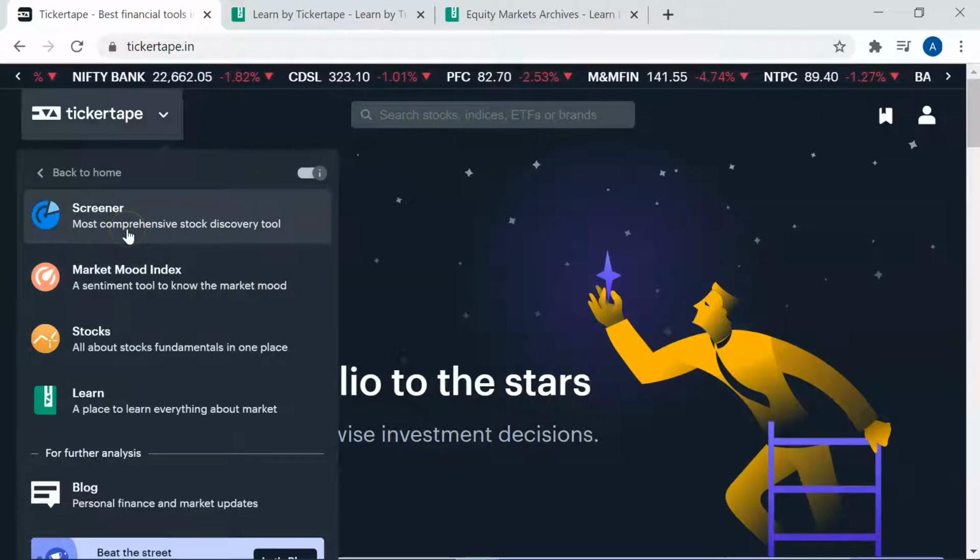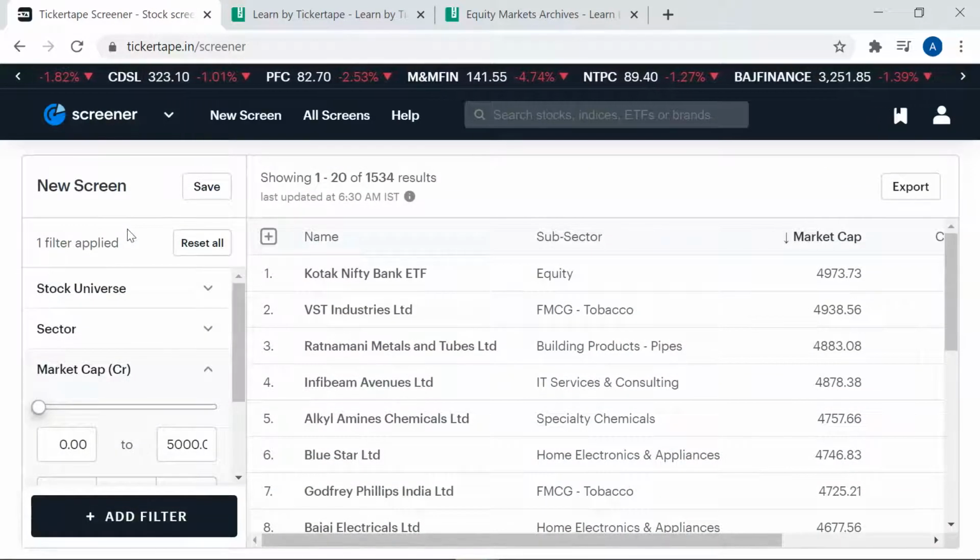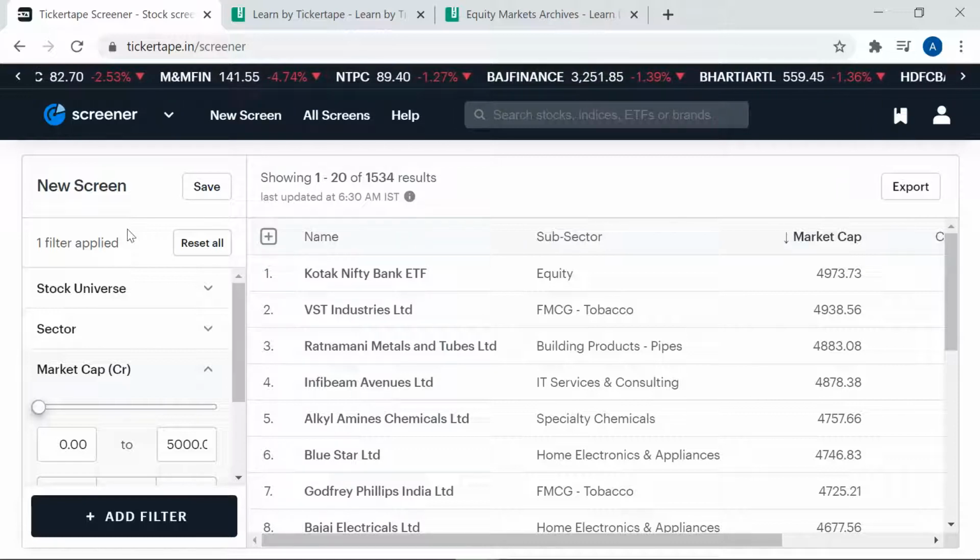So the first thing is the screener, which is nothing but a more comprehensive discovery tool. Say you want to purchase some stocks. You can add filters in the screener. As the name says, it screens. There are around 8,000 plus stocks listed on NSE and BSE, but depending on your choice, it filters and lists out the specific stocks that you want.